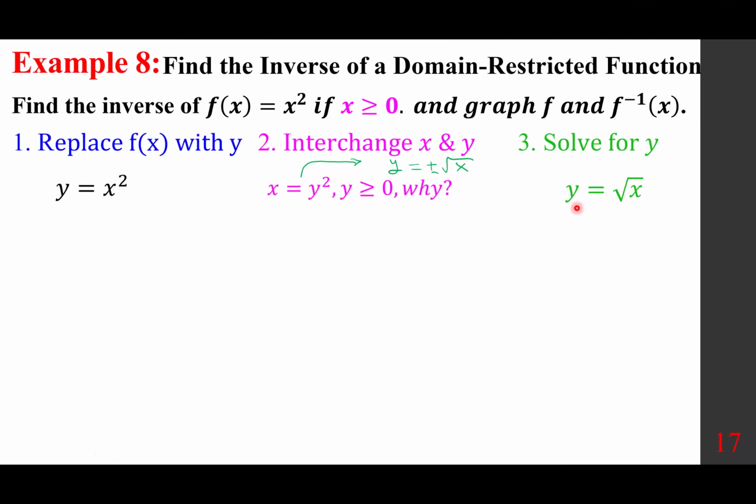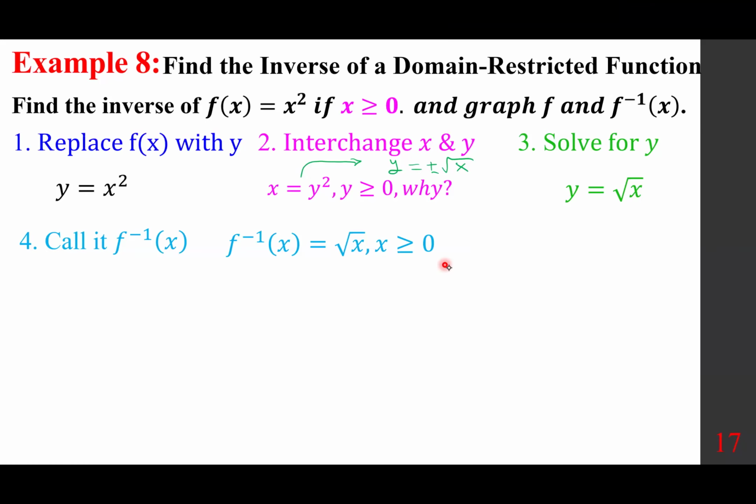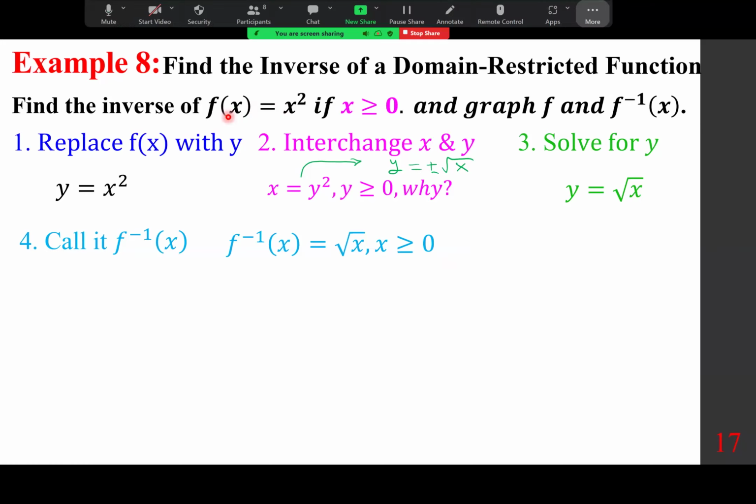What do we call this? F inverse. So f inverse is square root of x, and as you know, square root of x, x must be greater than or equal to 0. So just right here, if you want to discuss the domain and range, the domain for f, x is larger than or equal to 0. The range for that, because this is the domain of f inverse, is the range of this one, y is greater than or equal to 0. Okay, and you can have the domain and range for both of them as a result.